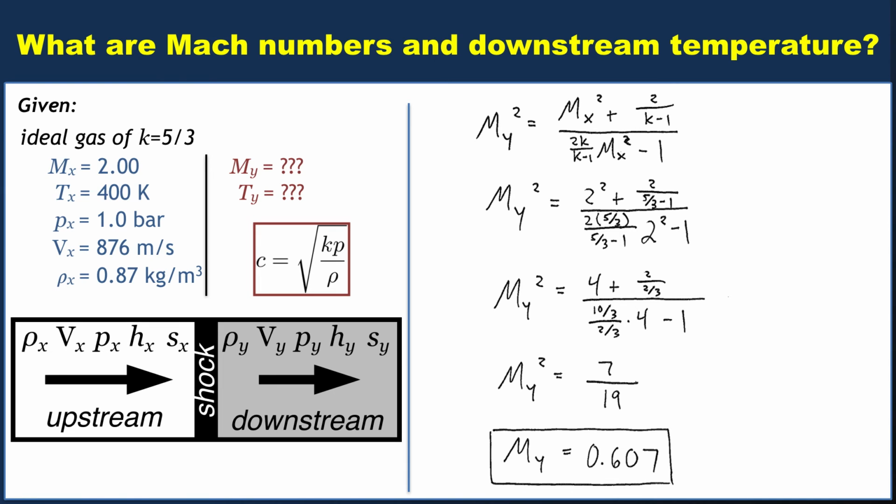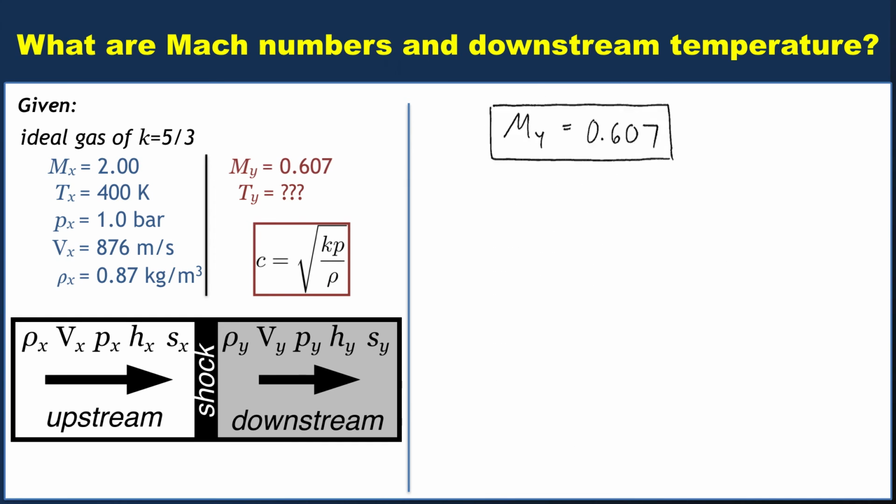That makes sense. We have upstream conditions that generate a shock. The flow is moving supersonically. Downstream, it's moving subsonically. So the flow is moving slower than the speed of sound right there, so you wouldn't expect another shock to form or anything like that. Okay, so we'll fill in My equals 0.607 up there in our table.